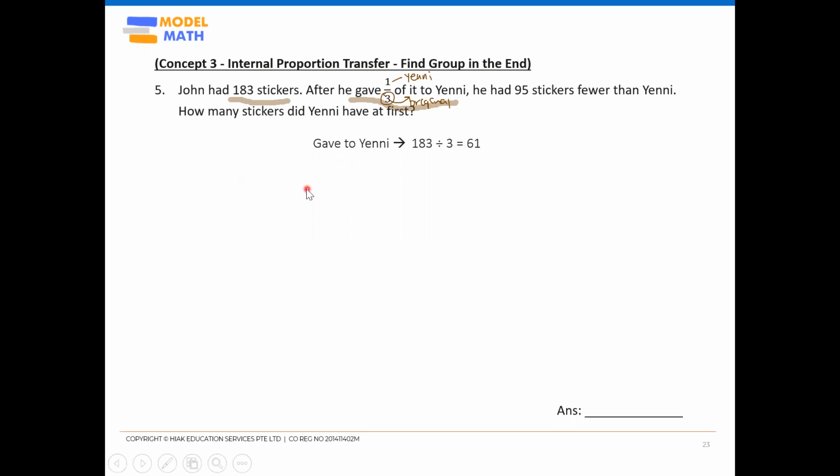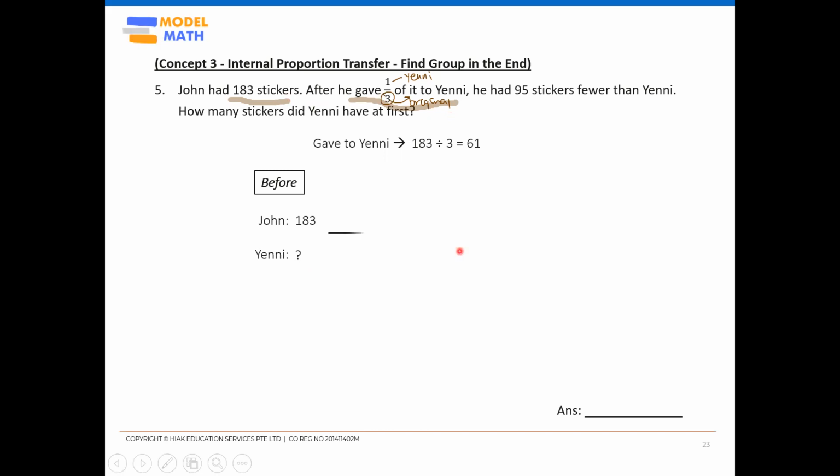So let's talk about before. In the before section, we know John has 183. No need model for that because 183 is just an actual value already. So 183 for John. Now, do we know what Yenni has at first? You notice we have no information, right? Because anyway, that's what we want to find. And how many stickers did Yenni have at first? So you can just put a question mark for Yenni. So Yenni must have probably held on to some stickers already. Okay, just that after John gives to Yenni, then she has more now.